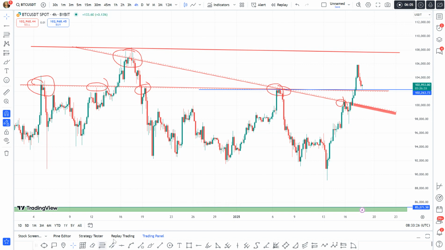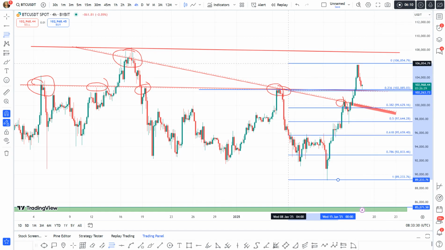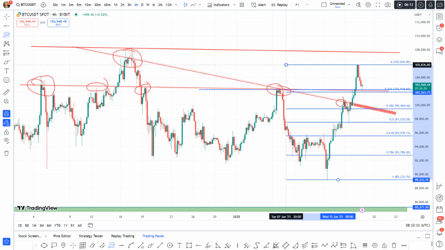And let's put our Fibonacci extension to see what the rally is doing. So it's within a fib zone of 0.23.